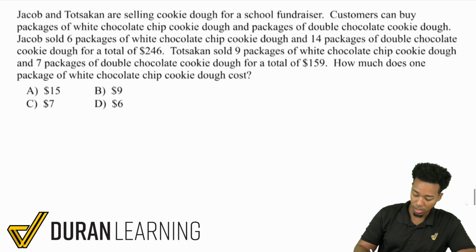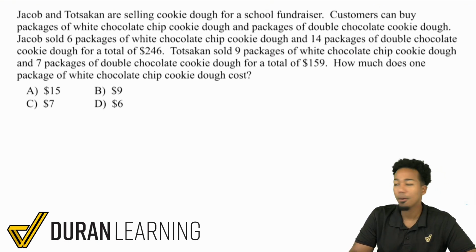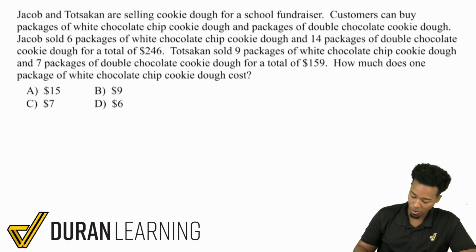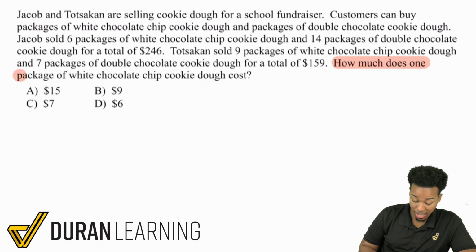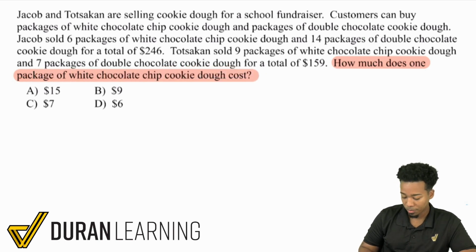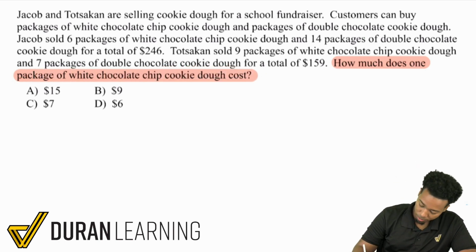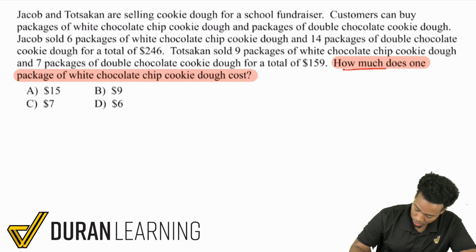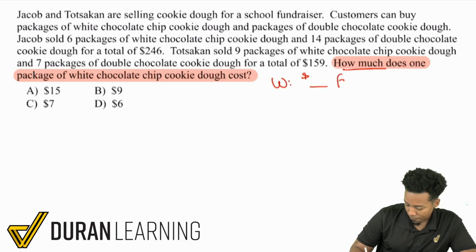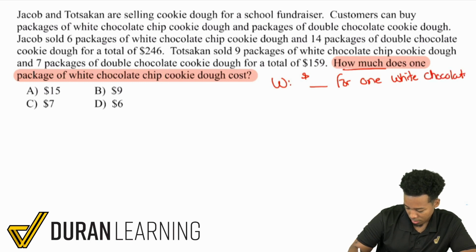So we have one that looks a little bit bigger, but don't worry. I don't care how big the problem looks. Start with the question. Over here, how much does one package of white chocolate chip cookie dough cost? Remember, it's about first knowing what you want, then establishing what you have, and then making a connection. That's how we handle word problems. So right over here, I'll just say W is the cost for one package of white chocolate chip cookie dough. All right, cool.